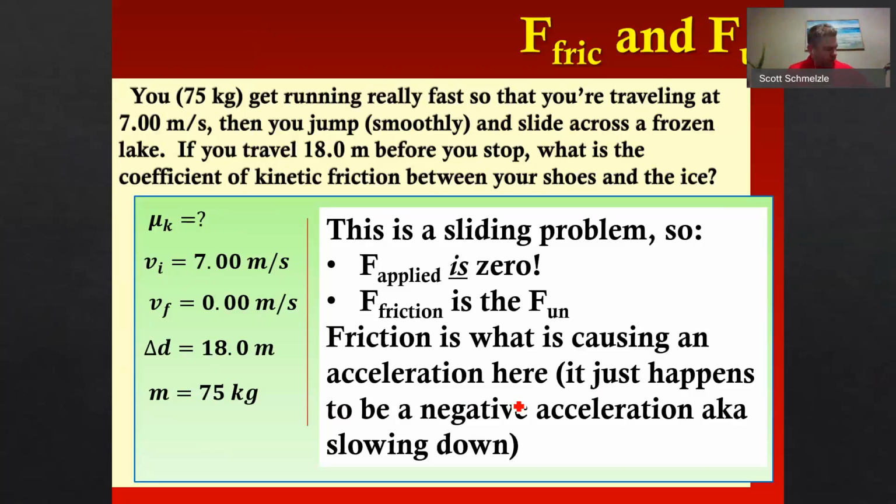Our force applied is 0. Force of friction is the fun one.